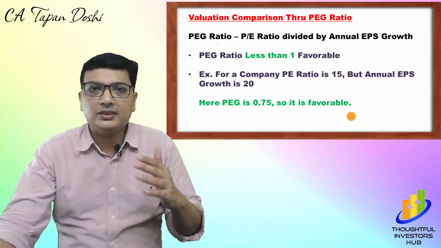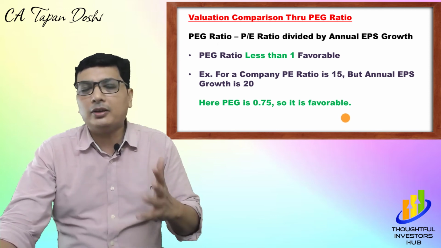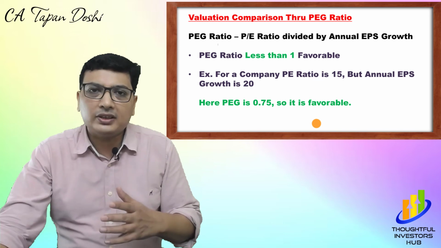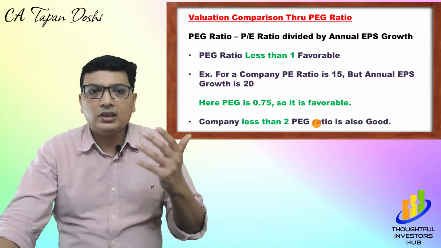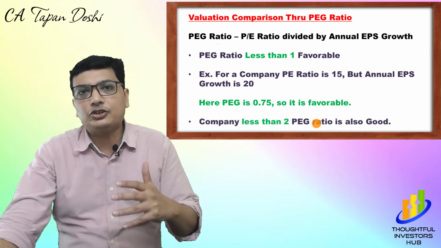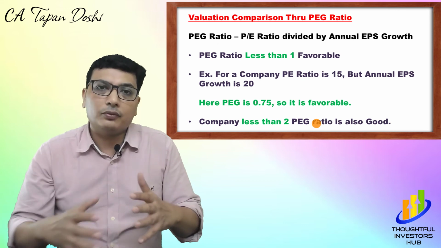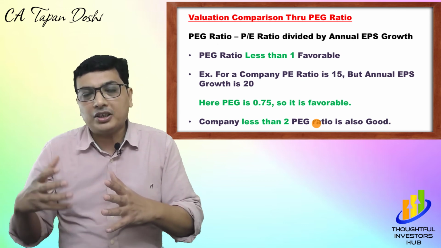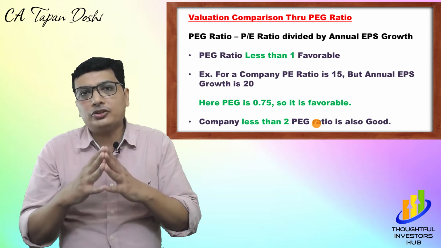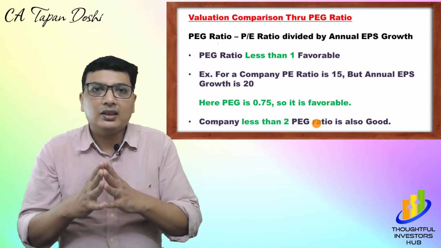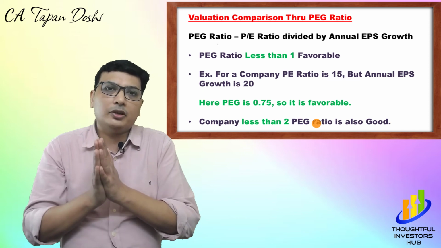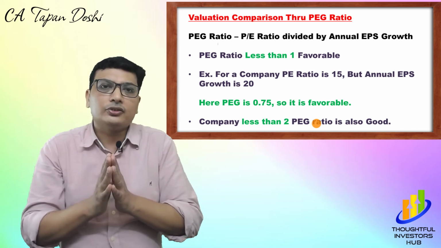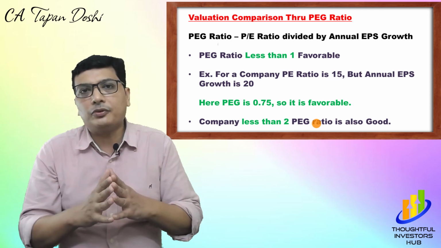The problem is that very few companies have a PEG ratio less than 1. So a PEG ratio of less than 2 is also good, and you can consider it for purchasing that stock. Basically, a PEG of 2 is also good. The reason is simple: currently, stocks with a PEG ratio of less than 2 are not readily available, so you can consider those companies for purchasing too.